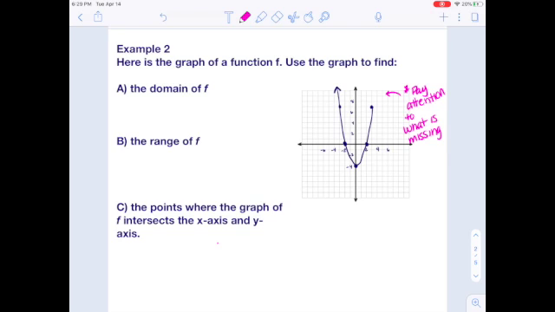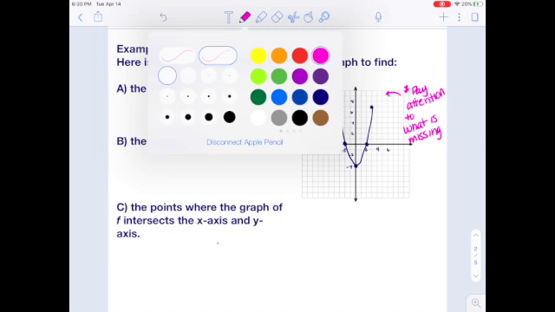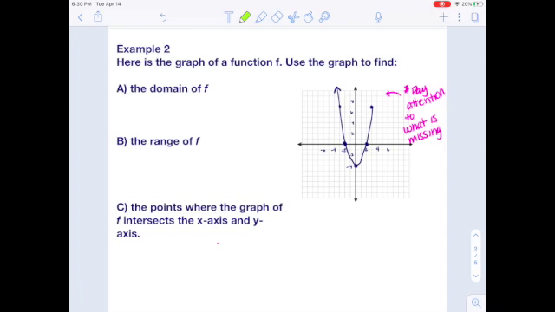Our example 2 kind of flips it around. They give you the graph of the function f, and you need to state some information like the domain, the range, and where the graph hits the x-axis and the y-axis. When we look at our domain, we're looking at all the possible x values, so you want to look left to right.